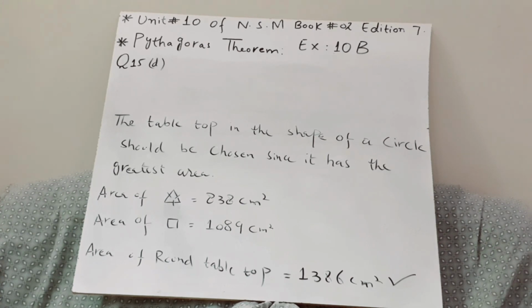तो हमें क्या करना है? We have found the area of the three tabletops. One is the square tabletop and one is the round tabletop, which is a circle. We found these in previous parts, and in the latest part we found the area of the equilateral triangle, which is 838 centimeter square. The area of the square we found is 1089 centimeter square, and the area of the round tabletop, which is the circle, is 1386. So it is very clear: the tabletop in the shape of a circle should be chosen, since it has the greatest area.